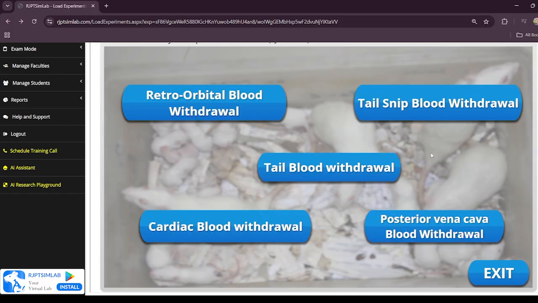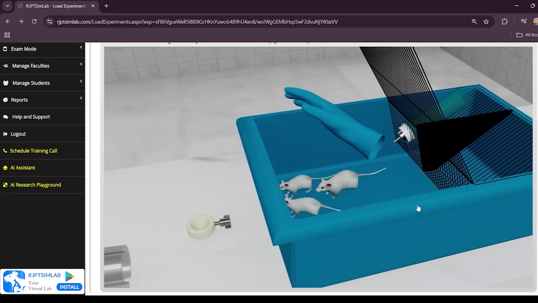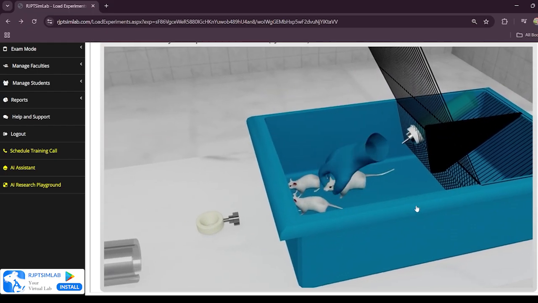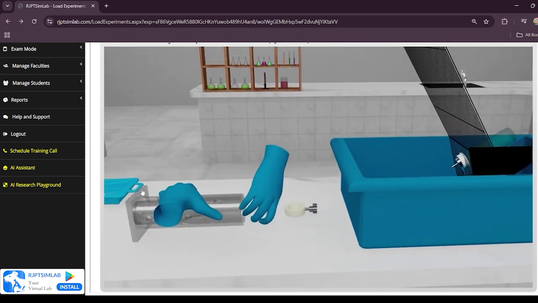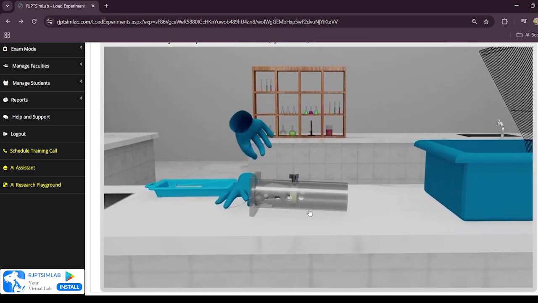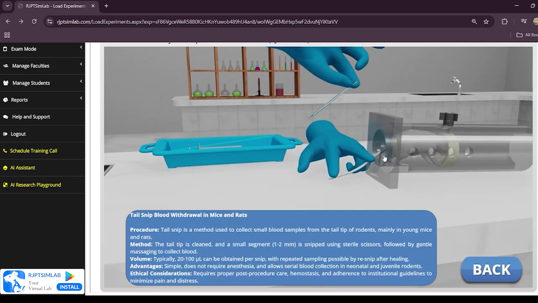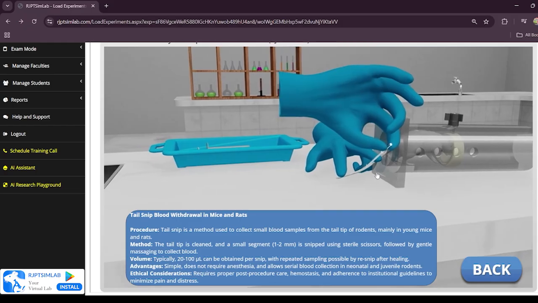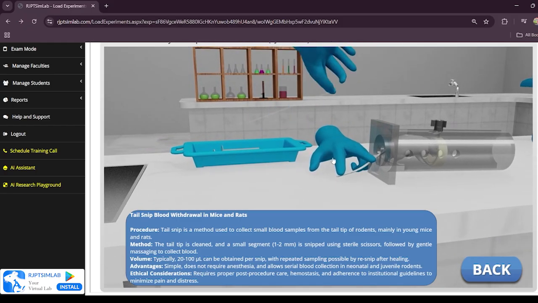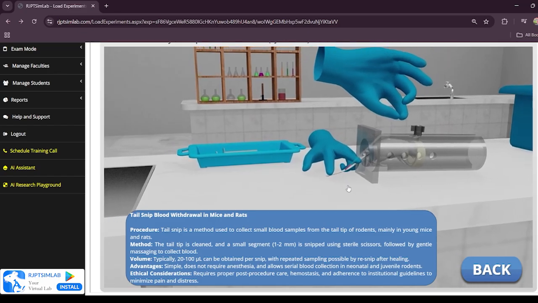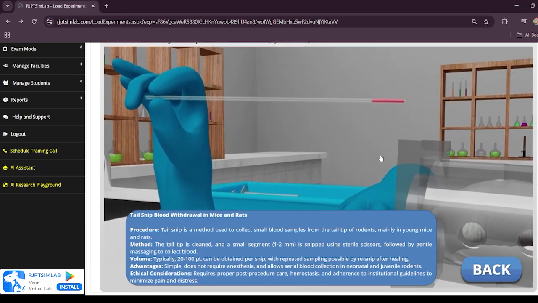Now we will see the second technique, which is the tail snip blood withdrawal technique. In this technique, again, we will take one of the animals out of the cage and place it inside the tubular mouse holder. As we can see, this instrument is the tubular mouse holder, and the tail of the mouse is outside of the tube. With the help of a scalpel, we will make a small incision in the tail for the blood to come out. As we can see, we have made a small incision, and now with the help of a capillary tube, we will collect the blood sample and place it inside a sterile test tube.